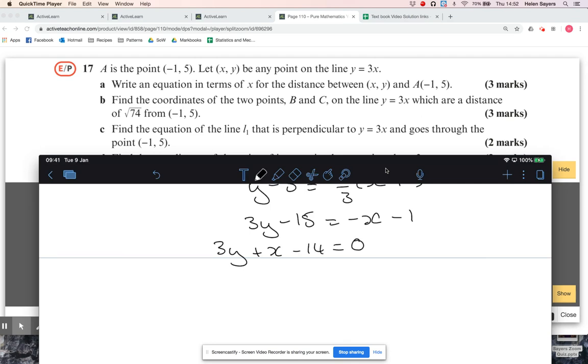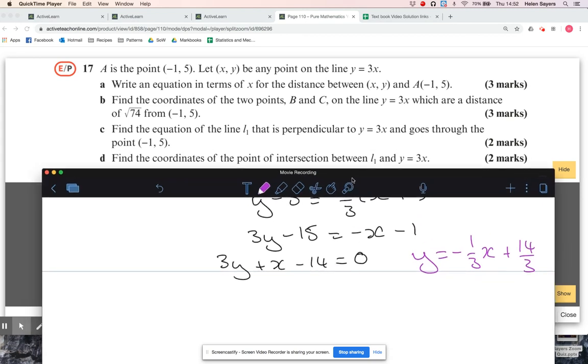I'm just going to double check. I think I'm okay on that. Yeah, any version of that would be fine though. So for example, if you did y equals mx plus c, then you ended up with that. That's absolutely fine. They didn't specify what form to give it in.